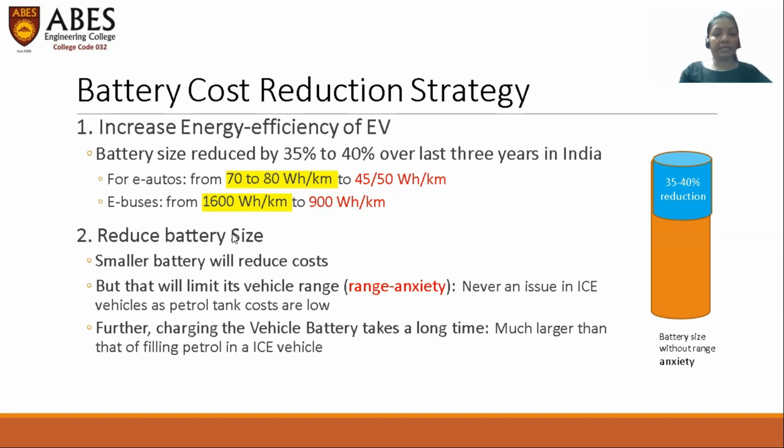The second one is reducing the overall battery size. A smaller battery will definitely lower the cost of the vehicle. But the problem with a smaller battery size is range anxiety. When we reduce the size of the battery, the vehicle will run for a shorter distance, the overall range will be less, and this won't be an appreciated factor in an electric vehicle.